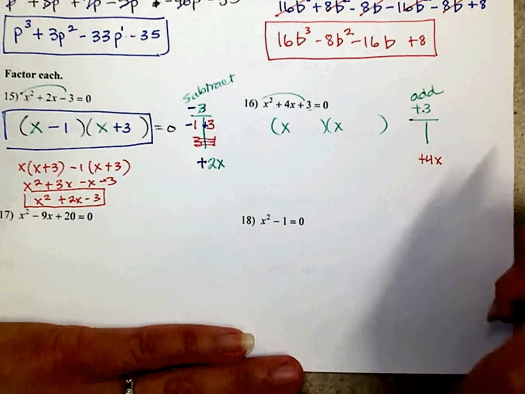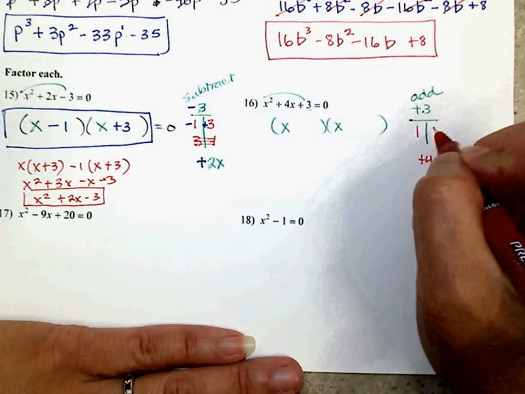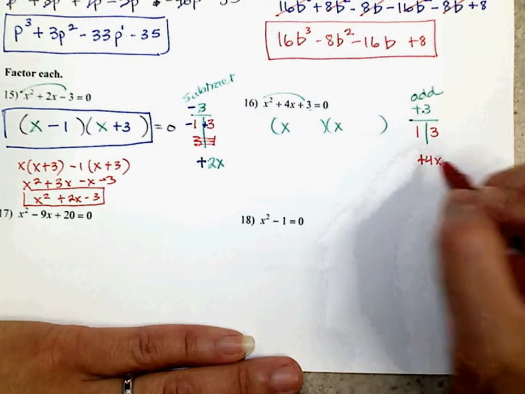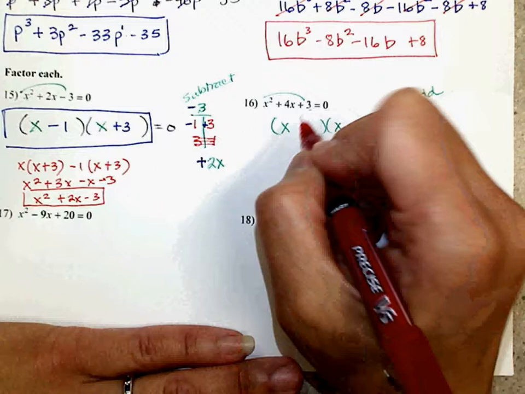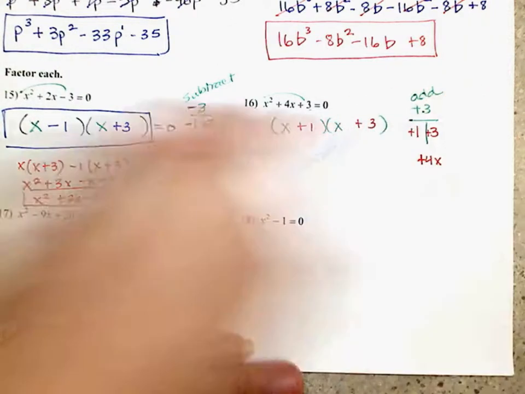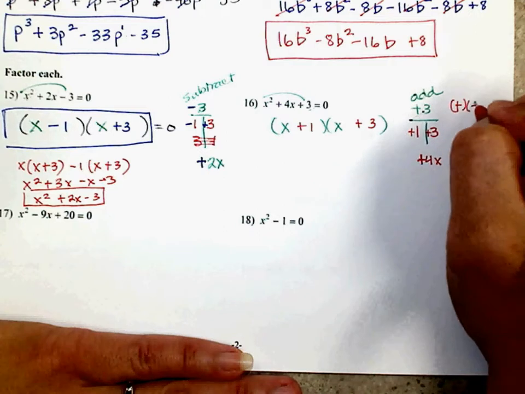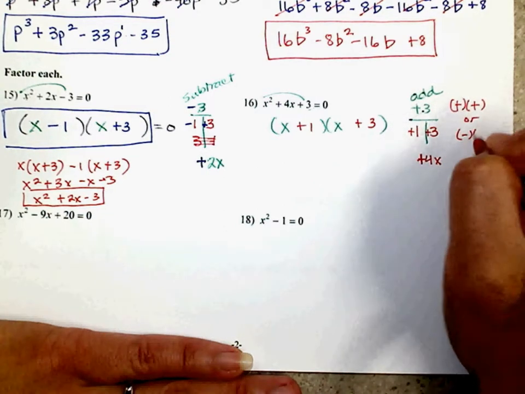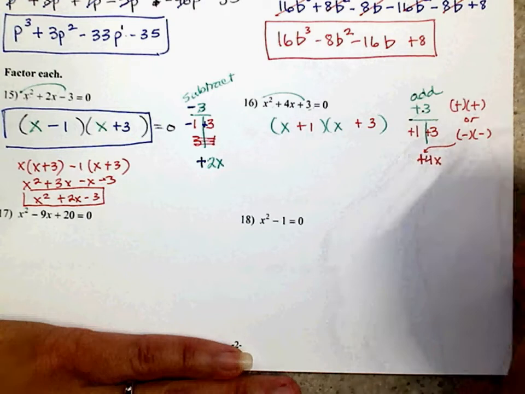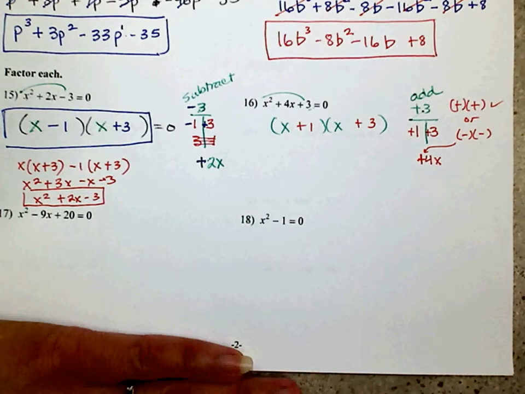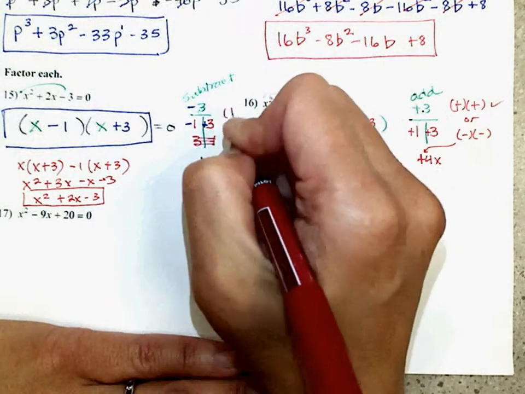So what are my two numbers? 1 and 3. You see how this is plus? Both of these have to be plus. So plus 1, plus 3. That's it. So when you add, you're either going to have two positives or two negatives, depending on what this is. So we're going to use two positives here. When you subtract, you will have one plus and one minus every time.